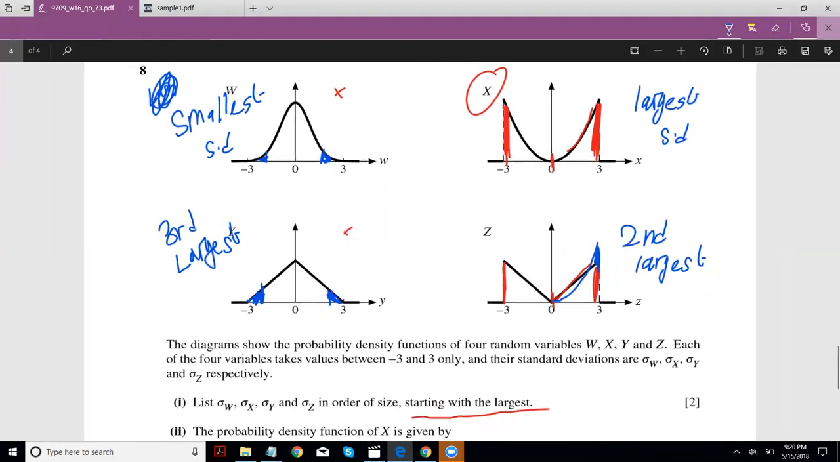And there you go. They wanted you to list down in order, starting with the largest. So you have X, then you have Z, then you have Y, and then you have W. And there you go.